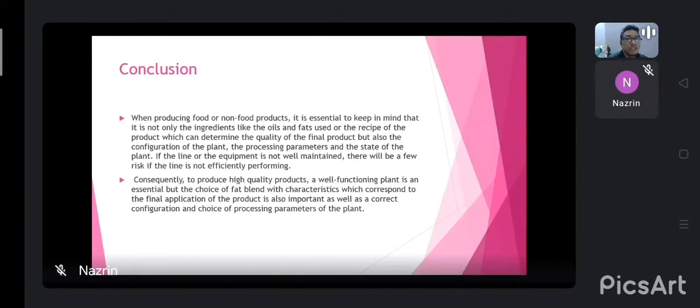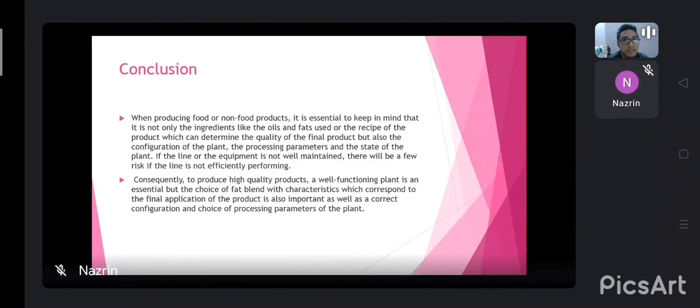The conclusion is, when producing a food or non-food product, it is essential to keep in mind that it is not only the ingredients, like the oils and fats used for the recipe of the product, which can determine the quality of the final product, but also the configuration of the plant, the processing parameters, and the state of the plant.